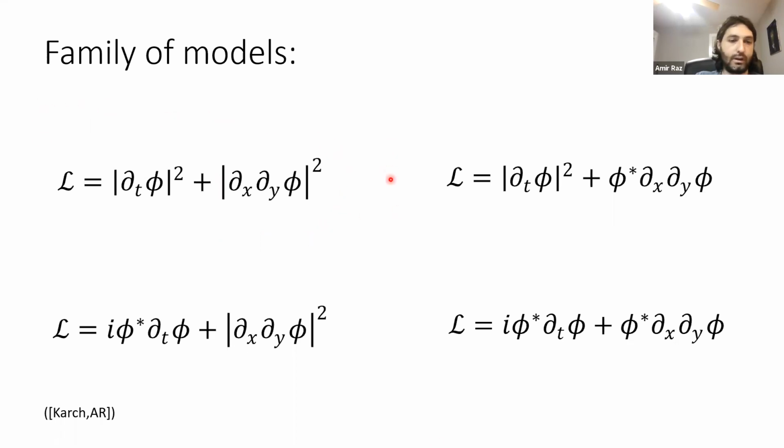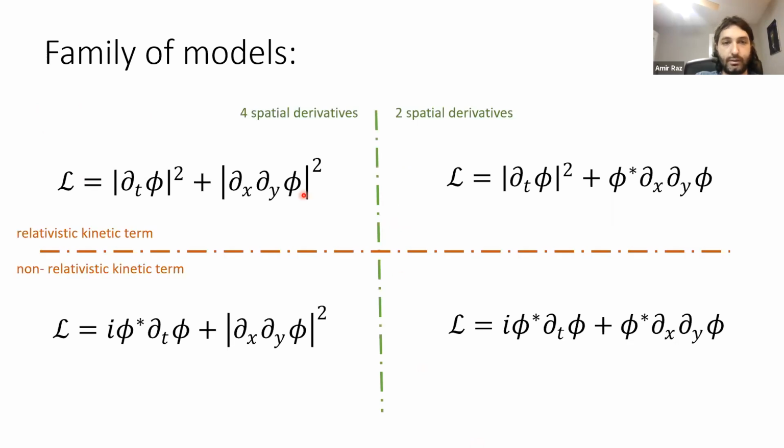And then we looked at models that have, instead of 4 spatial derivatives, a 2 spatial derivative term. And instead of a relativistic kinetic term, you can also have a non-relativistic kinetic term. And all these models are free. They all have a global dipole symmetry, yeah?